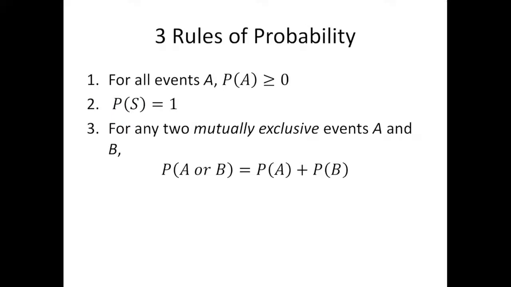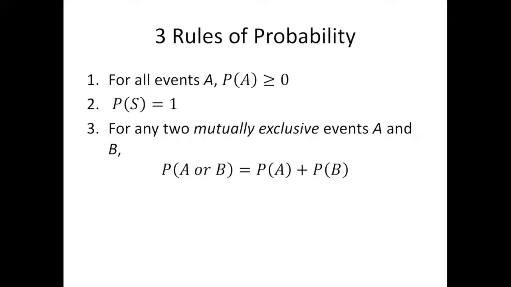So the three basic rules of probability are as follows. One is for all events, we assign a non-negative number for probabilities. So they're greater than or equal to 0. Rule number 2 is that the probability of the certain event, S, the whole sample space, is equal to 1.